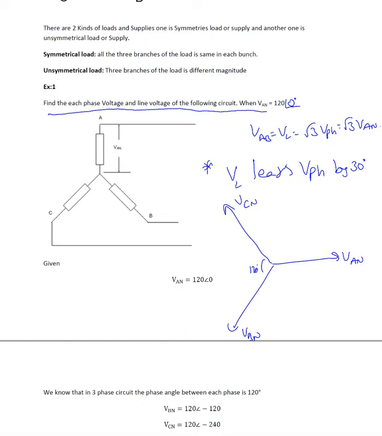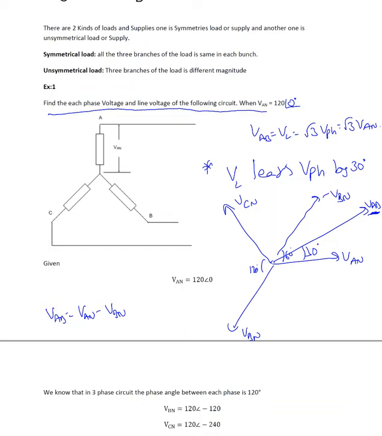Now VAB is nothing but VAN minus VBN, right? So here is my negative VBN, this must be 60 degrees, and here is our VAB, the sum of those two, this must be 30 degrees. So VAB, which is line voltage, leads phase voltage by 30 degrees.